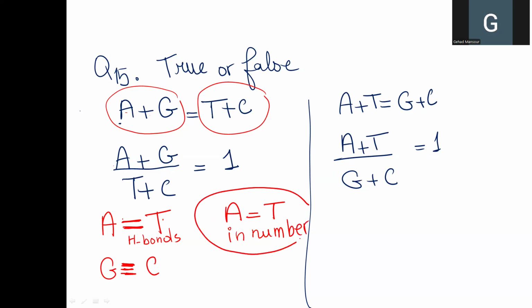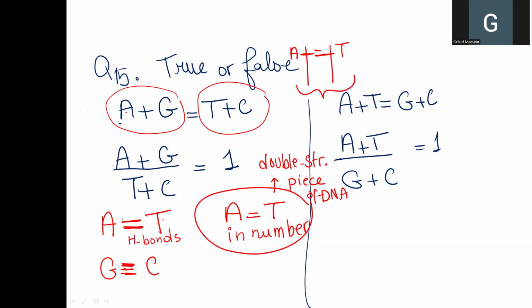But when are they equal in number? They are equal in number in a double-stranded piece of DNA. Why in a double-stranded piece of DNA? Because it is the only way for base pairing. When we have one strand and the other strand, then if you have A here, then you have T here. So if you are considering the double strand, then this rule will apply, or this fact would be correct.